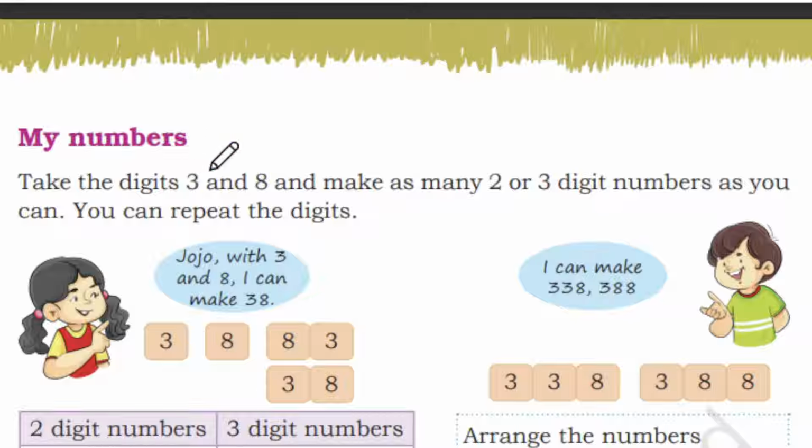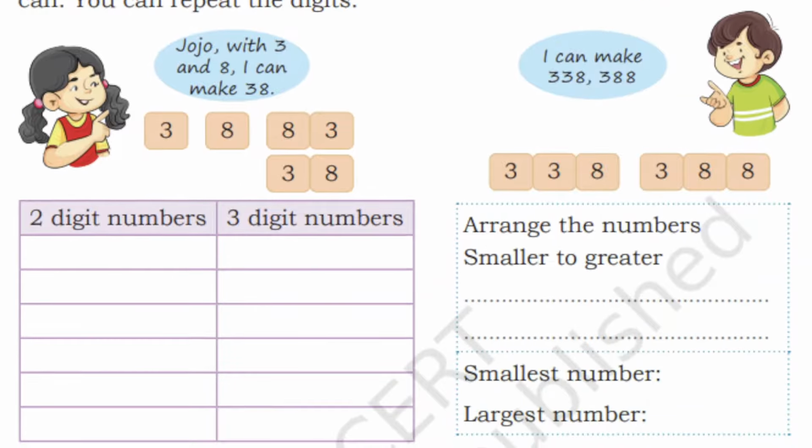So 2 digit and 3 digit. Take the digits 3 and 8 and make as many 2 digit and 3 digit numbers. How many numbers can you make? They have already given examples here. Okay, so let me write. First let's write the two-digit numbers.